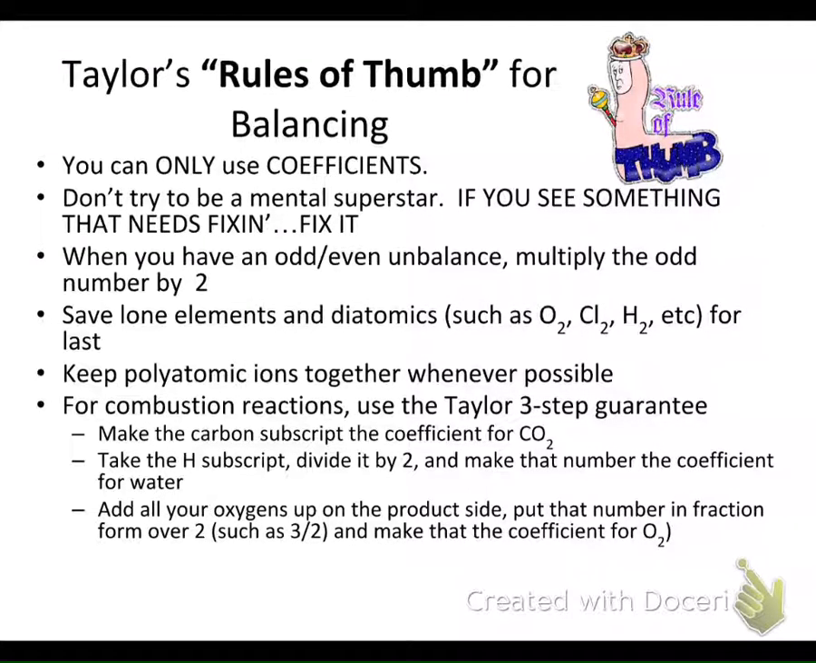The next bullet: keep polyatomic ions together whenever possible. Take a look at your reactants and take a look at your products. If you see SO4 on the left and you see SO4 grouped together on the right, leave it there and just balance your grouping instead of breaking it up and balancing your S's separate and your O's separate. That usually sends you down a road that calls for more steps. So leave polyatomic ions alone.